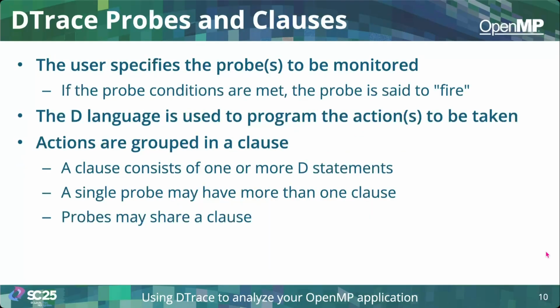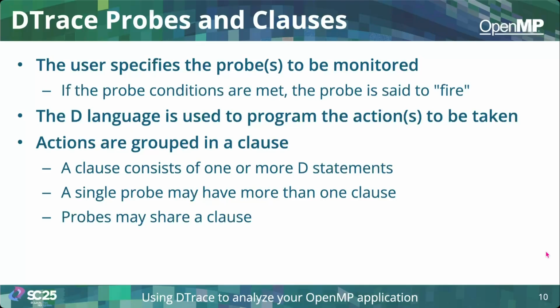You make the selection what you want to monitor. So you have all your probes, you make your selections, and the wording is if the probe conditions are met, the probe will execute, you would say, but the terminology is fire. A probe will fire when the conditions are met. And when the probe fires, the constructs you use from the D language are executed. These actions are grouped in what's called a clause. That's one or more D statements.